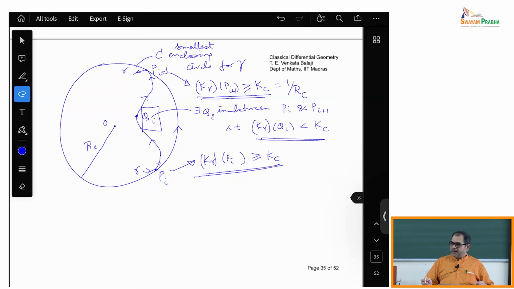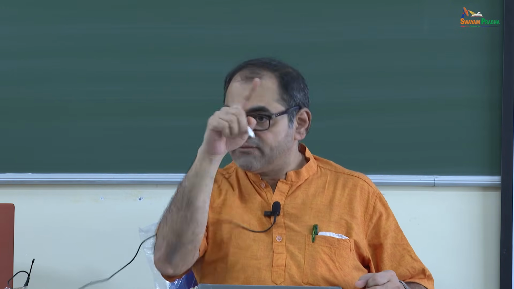Okay, and the net effect of all this is that if the points Pi, there are n of them, namely the number of points where gamma hits the enclosing circle, suppose there are n of them, then in between these you will have n more of the corresponding Qs, and so you get 2n of them. Now these P's and Q's can be replaced by local maxima and minima for the curvature function.